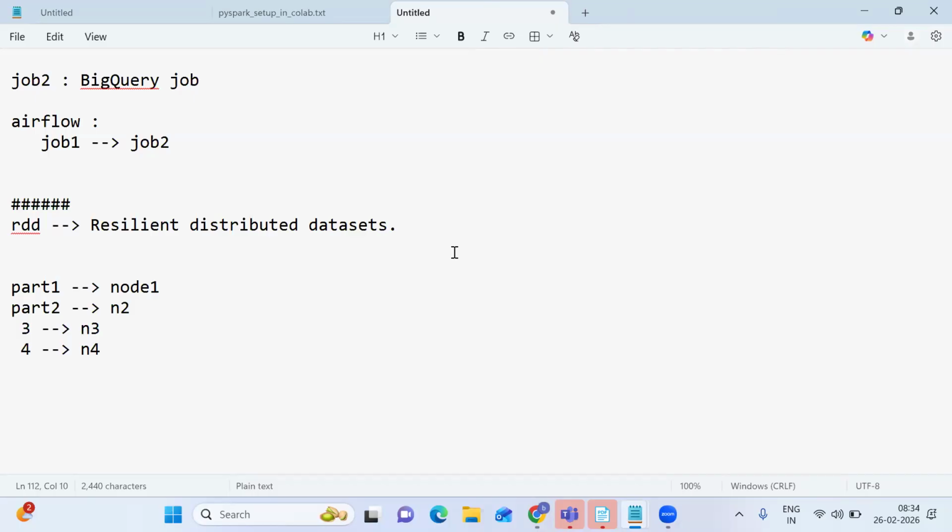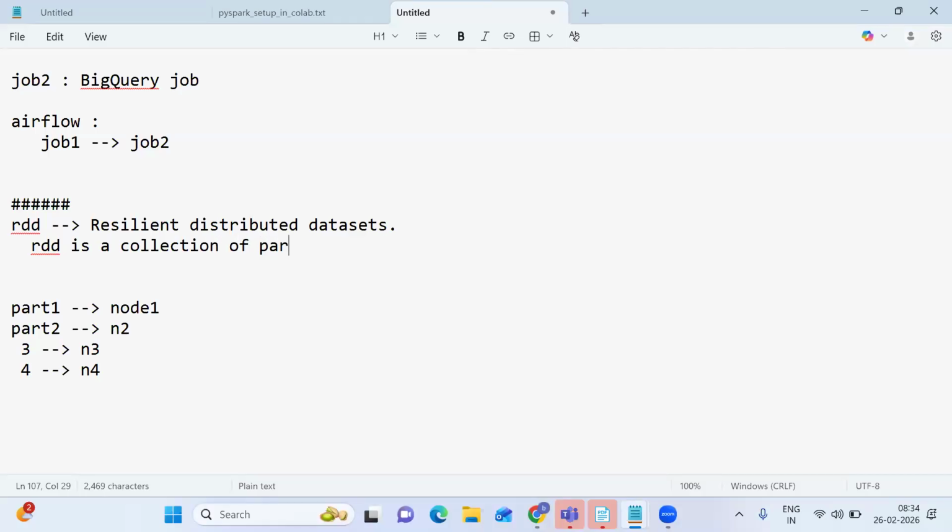I repeat, automatic fault tolerance behavior. That is called resilient. Resilient Distributed Dataset. Simply, if you want to define this, an RDD is a collection of partitions. That means this is just a logical name. Internally, the data is in partitions. Understand? It is a collection of partitions.